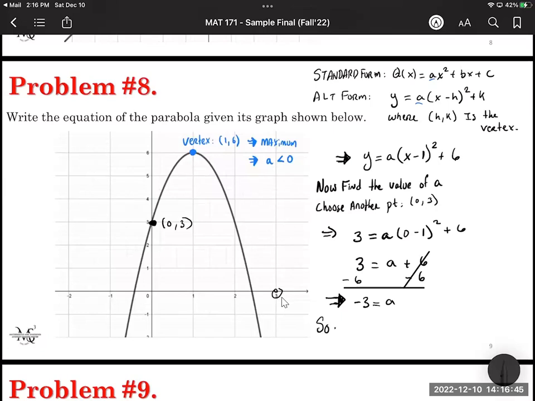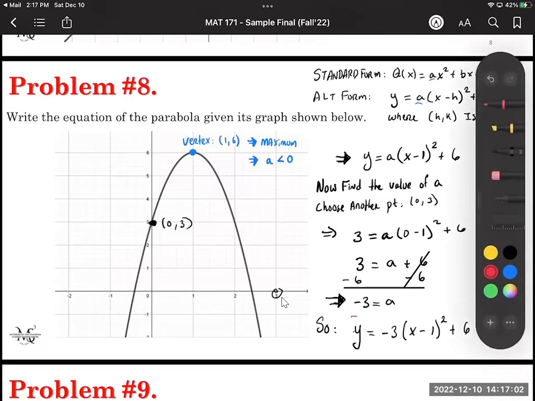So if I want to write out my equation fully in this alternate form, it's going to be y equals the value of a, which is negative 3, times x minus 1 squared plus 6. And that would be my final solution to problem 8.